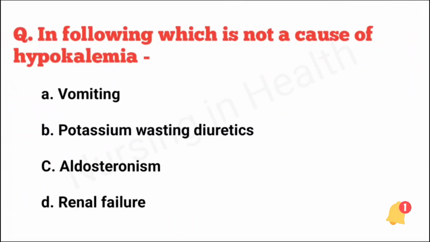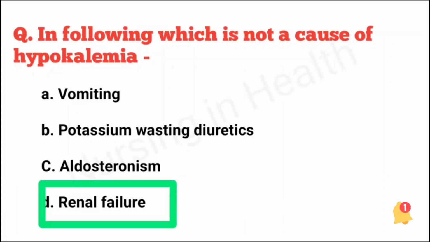Next, which of the following is not a cause of hypokalemia? Vomiting, potassium wasting diuretic, aldosteronism, renal failure. Right answer option D. Renal failure.